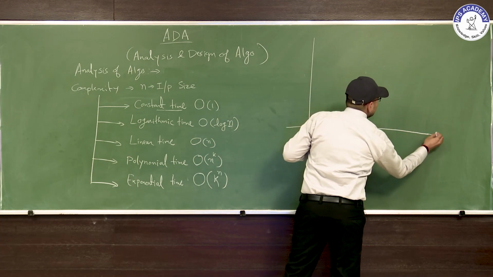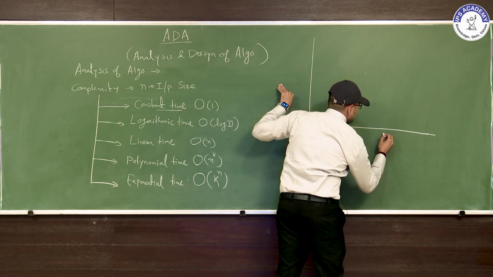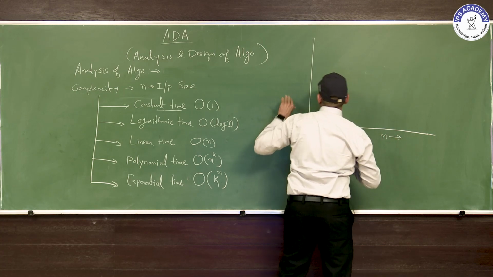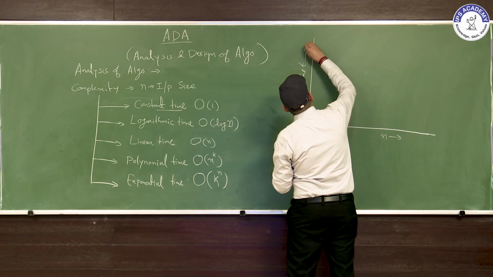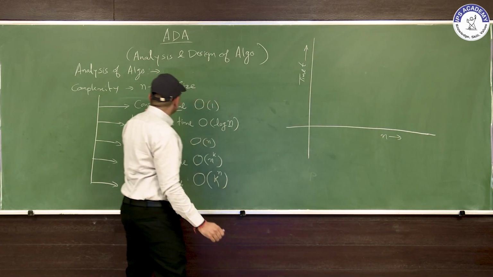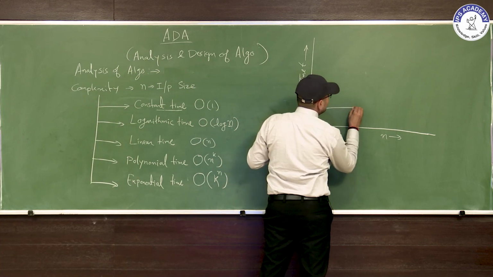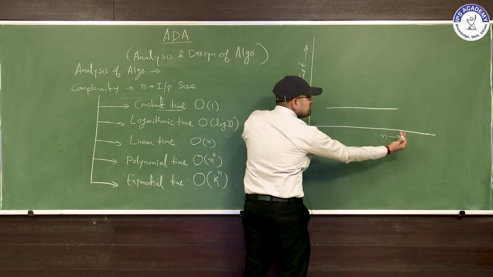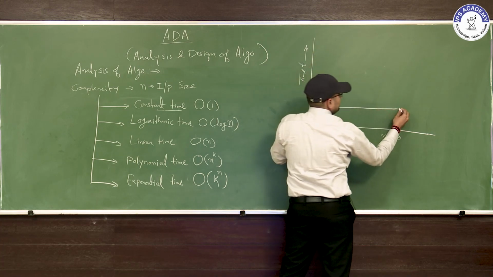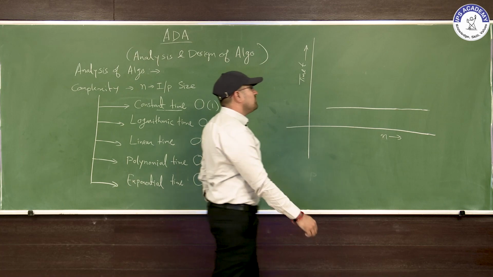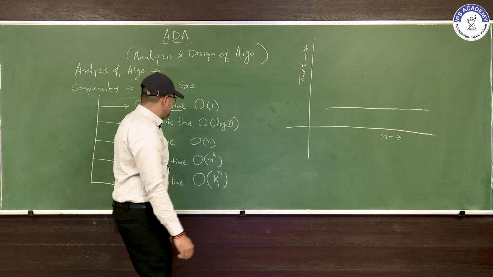If we understand this graphically, then we can understand it like this. If this axis covers the input n, and this covers the time t, then as far as constant time algorithms are concerned, the graph would look like this. We increase the size of the input, there would be no change in the time requirement. So it would be like this, always a straight line parallel to the horizontal axis.